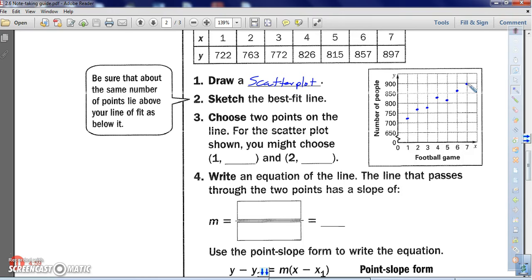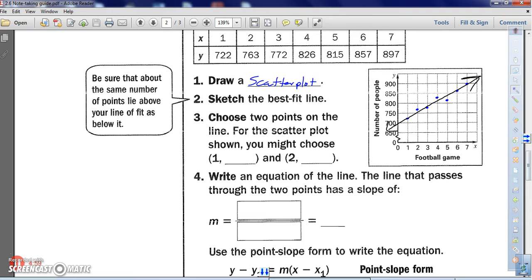Now, one way we could do this is by identifying 2 points that go through that best fitting line. So what we might do is draw a line through these points. And if I was to draw a line through those points that I thought best fit those points, it might look something like that. And then I would pick the 2 points that are closest to that line and use those 2 points to find an equation.